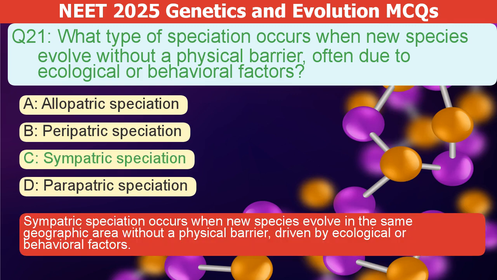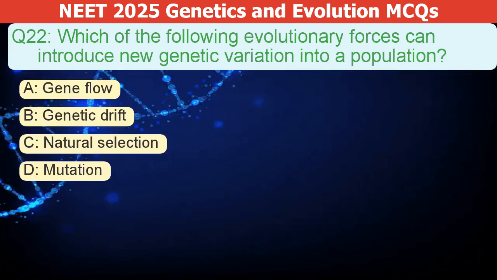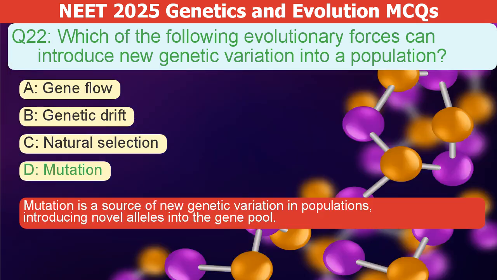Sympatric speciation occurs when new species evolve in the same geographic area without a physical barrier, driven by ecological or behavioral factors. Which of the following evolutionary forces can introduce new genetic variation into a population? A. Gene flow. B. Genetic drift. C. Natural selection. D. Mutation. The correct answer is D.